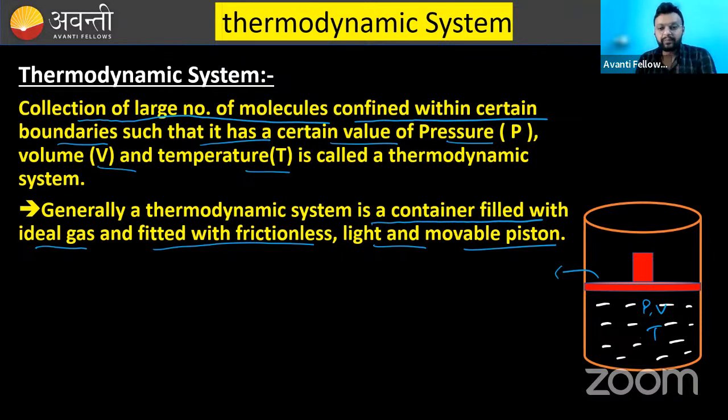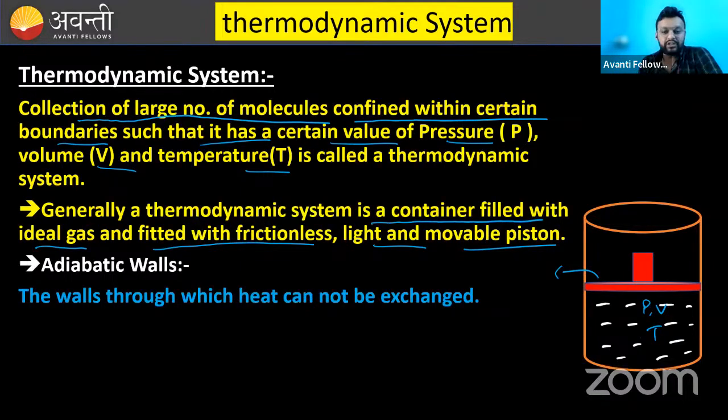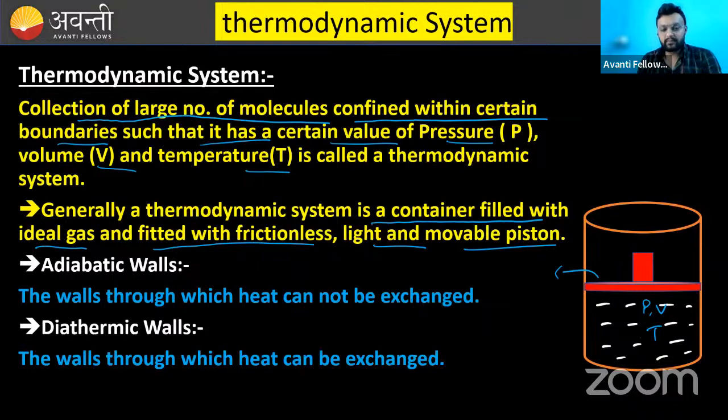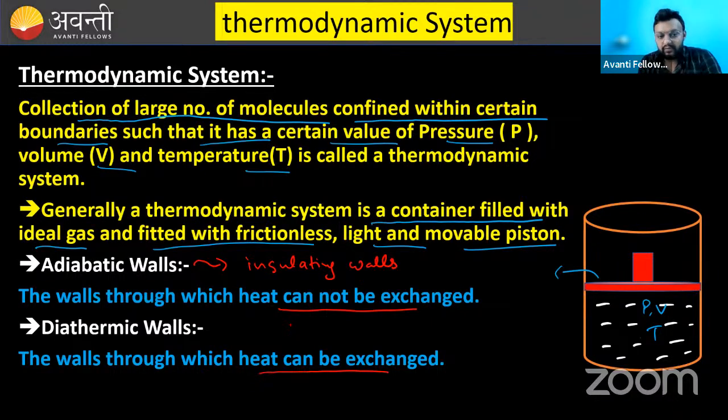Now, there are two more things that you need to remember. One thing is that the walls of this system may be of two types. One is adiabatic walls. What are adiabatic walls? The walls through which heat cannot be transferred, or heat cannot be exchanged. And then there is another type of wall, that is diathermic walls. The opposite of adiabatic walls, obviously, through which heat can be exchanged. So adiabatic walls, another name you can give is insulating walls. The simple name. These terms will be used later, so you need to remember those things. Diathermic walls, you can say conducting walls.